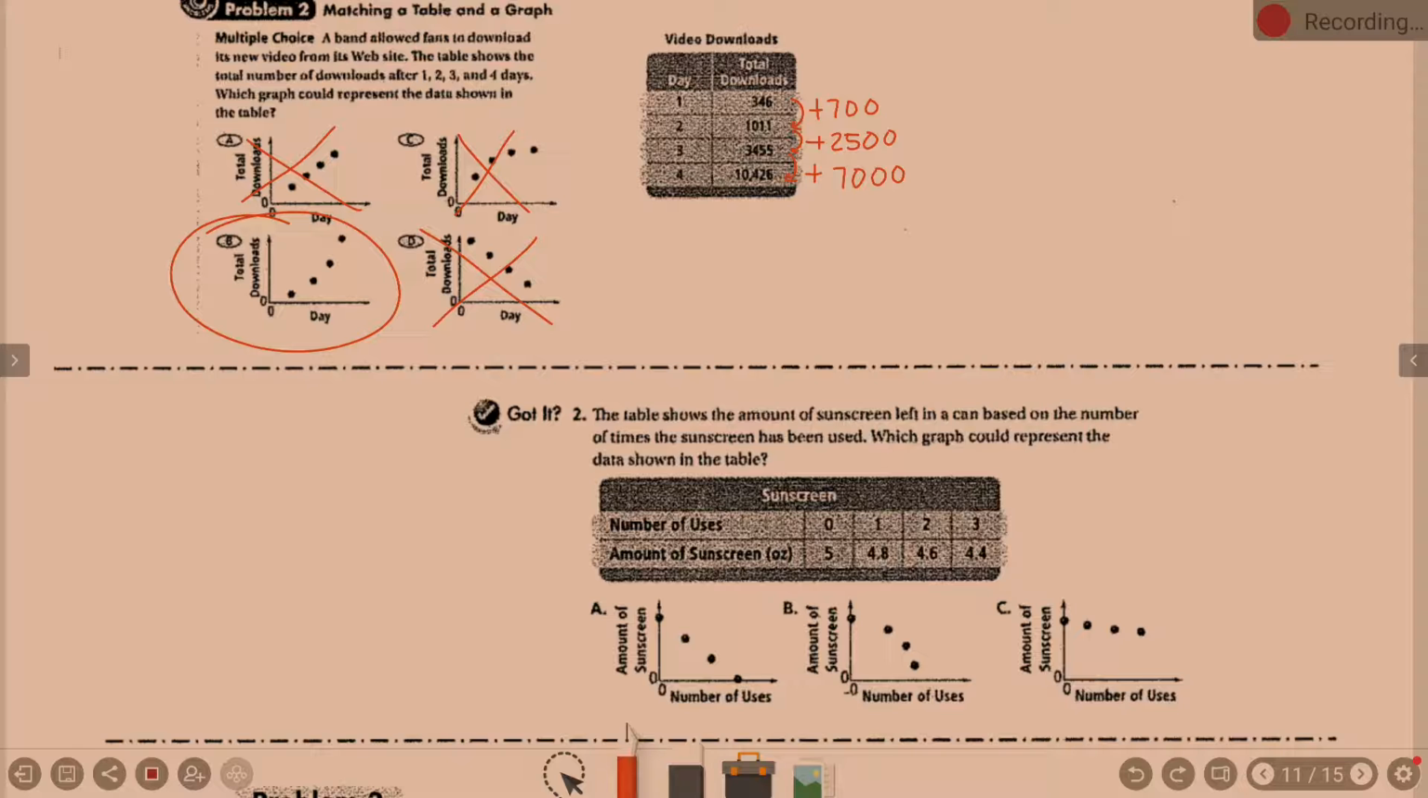Next example. My guess is C. Let's guess C. I'm going to read the problem real quick. It's definitely A. The table shows the amount of sunscreen left in a can based on the number of times the sunscreen has been used. So after 0 uses, there's 5 ounces. After 1 use, there's 4.8 ounces. After 2 uses, there's 4.6 ounces.